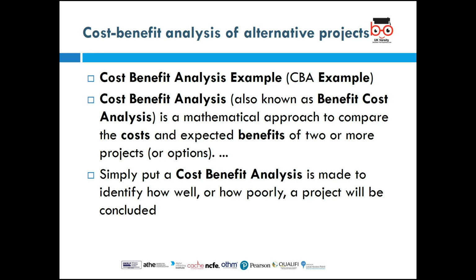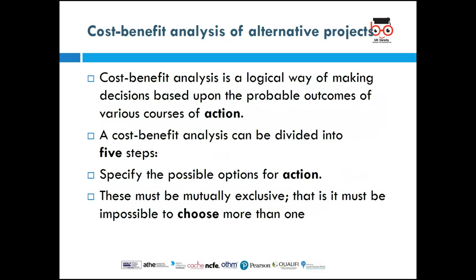Simply put, a cost-benefit analysis is made to identify how well or how poorly a project will be concluded. Cost-benefit analysis is a logical way of making decisions based upon the probable outcome of various courses of action. Here you are looking at different alternatives, different projects that will be able to solve the same problem. A cost-benefit analysis can be divided into 5 steps.